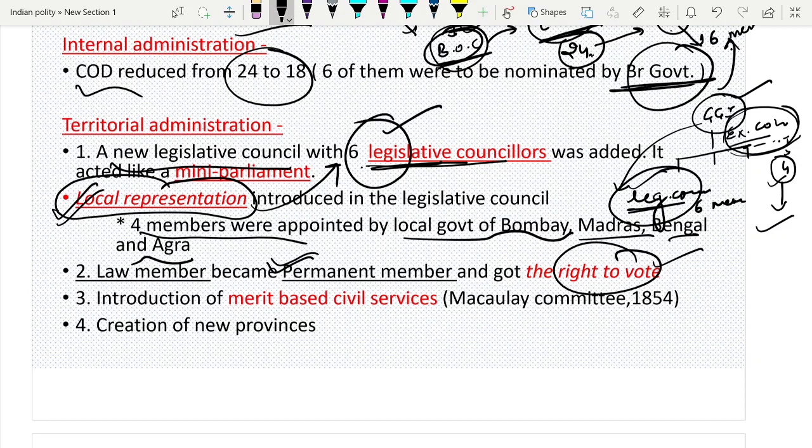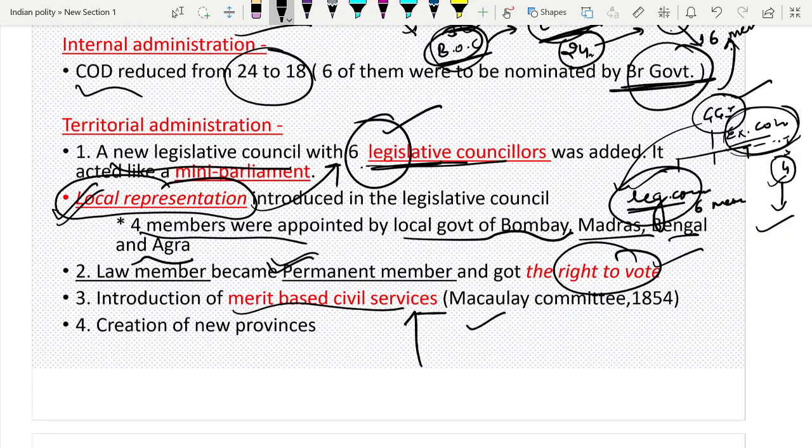And one more important thing introduced here was merit based civil services. Earlier, before this act, the officers of the company were appointed by the company itself, so there was no Indian participation.